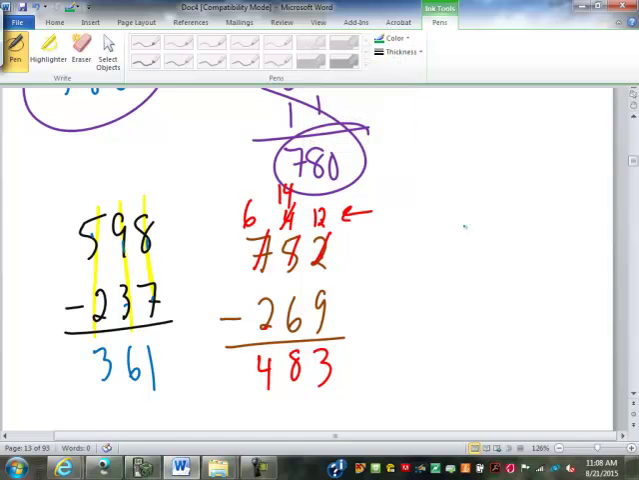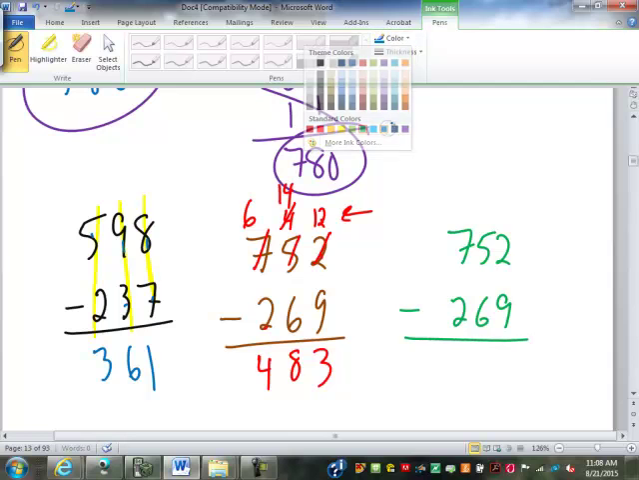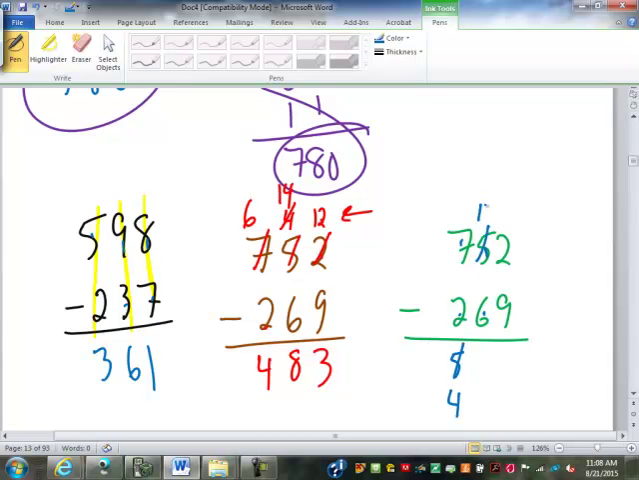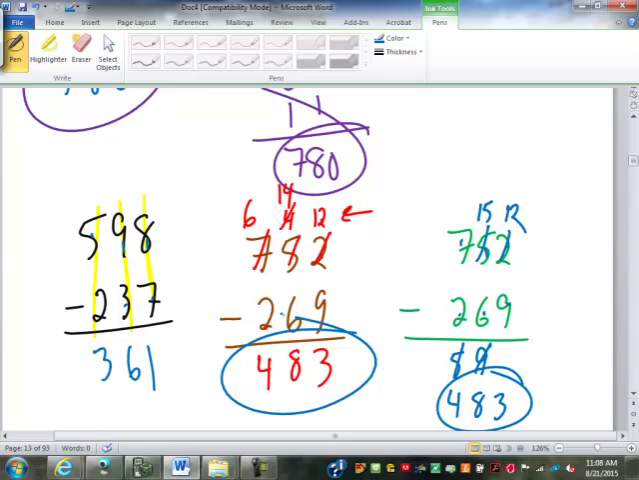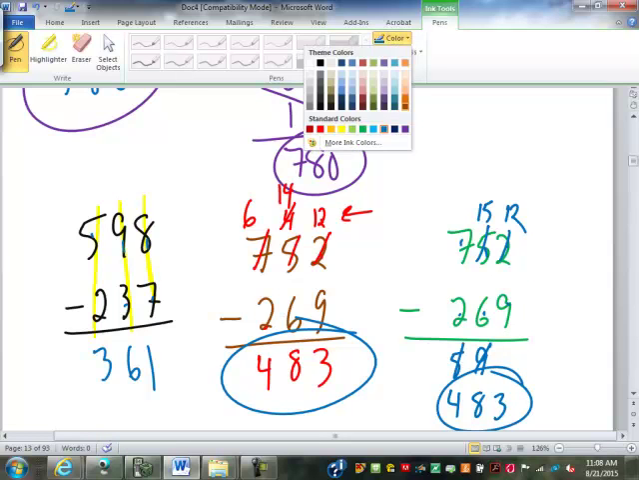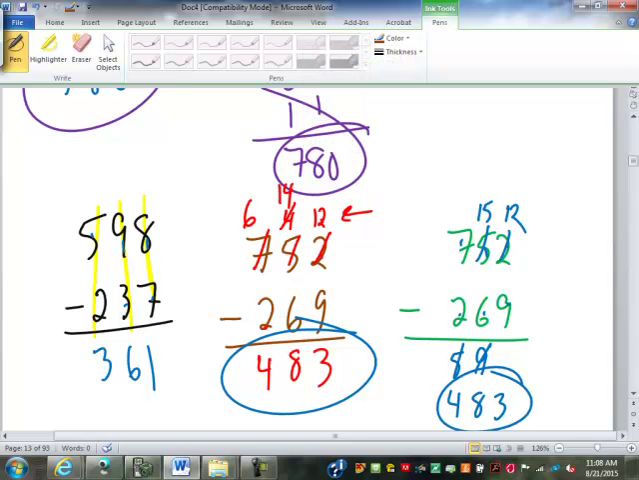Once again, that's a relatively new process. One of the previous methods looked something like this. 7 minus 2 is 5. 5 minus 6 can't be done, so we're going to take from the 5. That's a 4. This is a 15. 15 minus 6 is 9. 2 minus 9 is a problem, so we take from the 9. It's an 8. This is now 12. 12 minus 9 is 3. Again, not trying to change what you do. My point is that there are different ways of doing things.